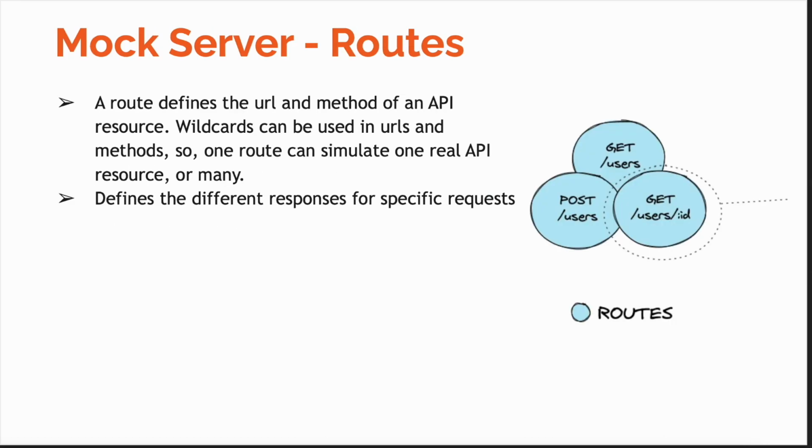So what is a route? When you integrate your client app with the API, there is a URL and there is a path within that URL. When you create a path and mock that path, that is called a route within the mock server. So basically it's an API path of the URL, and you can create multiple variations of the responses for that specific request.